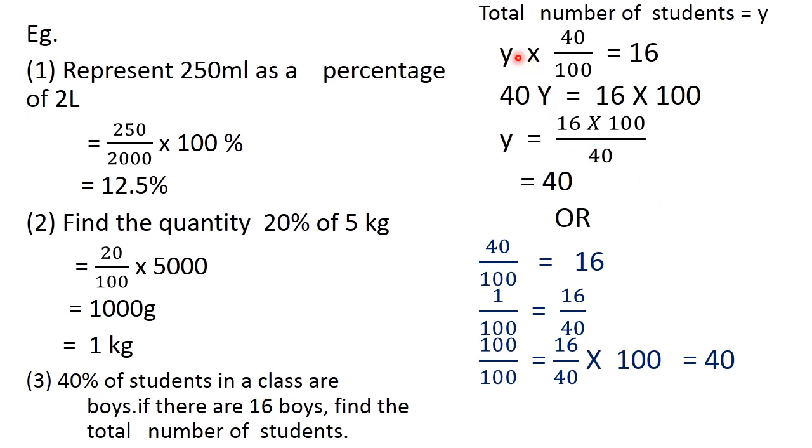The one method, if the total number of students is y, y into 40 over 100 is equal to 16. Multiply both sides by 100. This 100 is cancelled. This is 16 over 100 into 100. 40y equals 16 into 100. Divide both sides by 40. Then y can be made the subject here. 40 students.